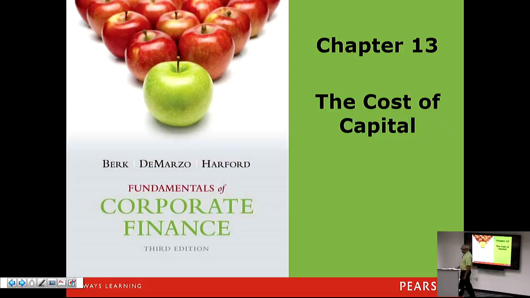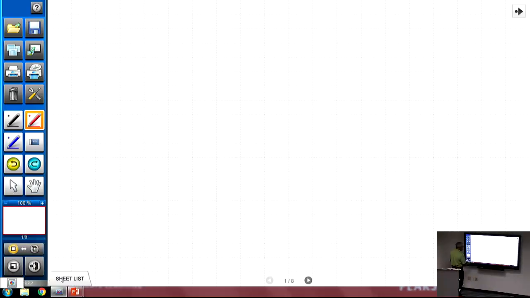So we are going to be looking at chapter 13. In chapter 13, the idea is how do we calculate the cost of capital? Before we can get to that question, we have to raise another question. What is capital?